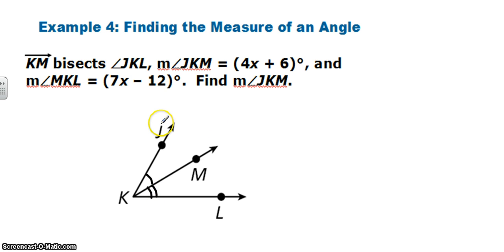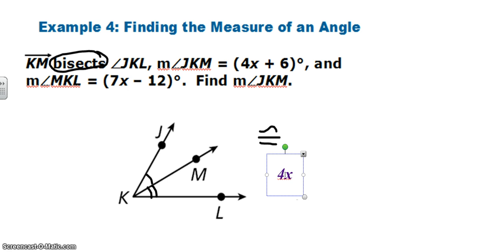Now, what can we say about these two angles, JKM and MKL? Given that KM is bisecting, this word tells us that the two angles created by the ray KM are congruent, right? So we can set these two expressions equal. We can say that 4x plus 6 must equal 7x minus 12, and solve. So go ahead and pause, solve, and see what you get.